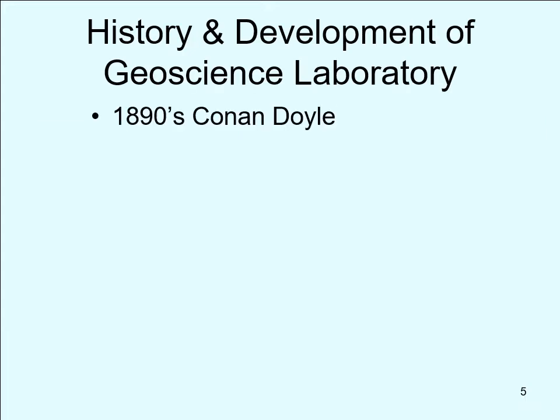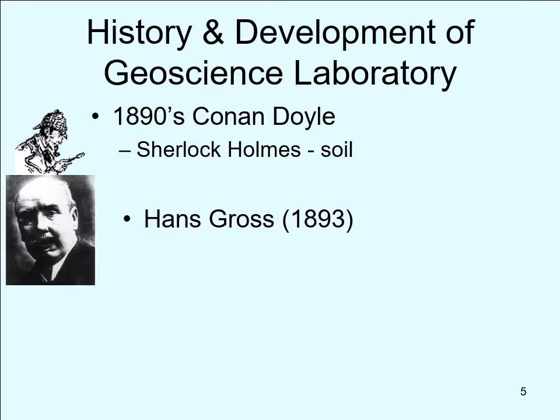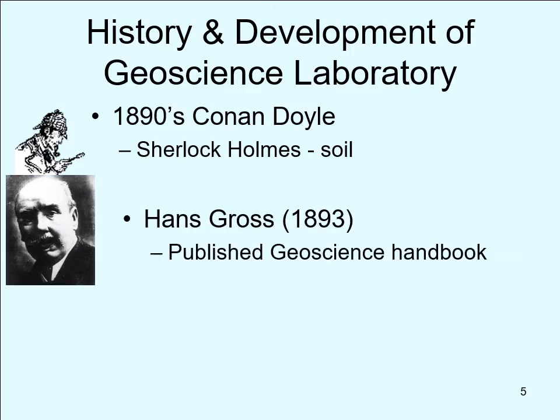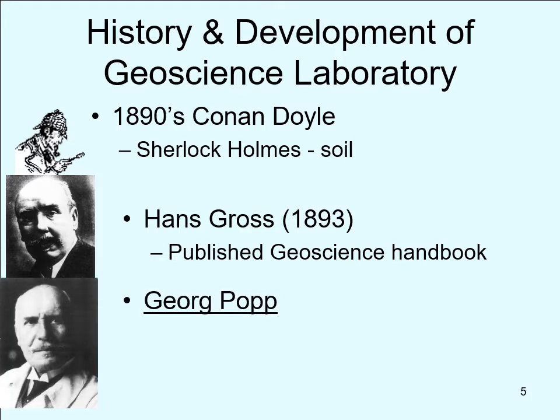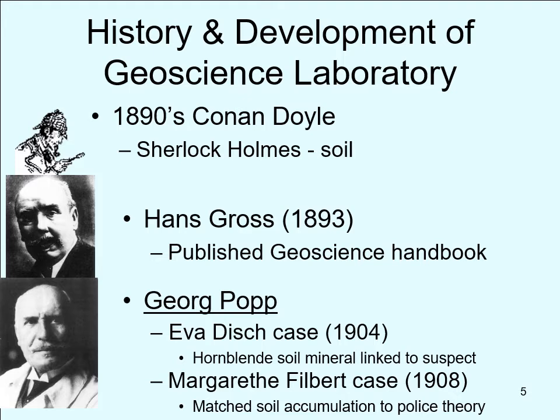Where is this coming from? Well, it's certainly over 100 years old. Conan Doyle, of Sherlock Holmes fame, was talking about accumulated layers of soil on someone's trousers to see where they'd actually travelled. So that's one simple method. The Germans were very organised. Hans Gross published a geoscience handbook on how to use it in evidential areas in the 1890s. And Georg Popp used it in an early case in the 1900s, linking an unusual mineral in the soil called hornblende to a strangulation case. Margarethe Filbert was found there, linking that to the individual, I think.